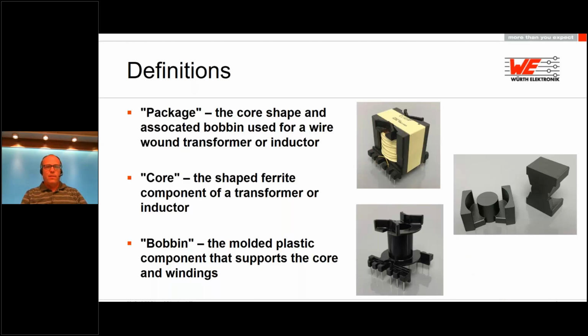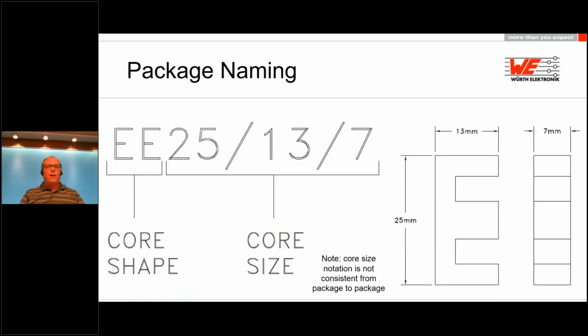All right, next we'll talk about the package naming. The naming conventions can be a bit confusing at first, but once you know how to read them, you'll see that there's actually quite a bit of information in the name. The first part of the name, in this case EE, right here, defines the core shape. And we'll talk more about core shapes later on in the presentation. For now, just remember that the core shape is usually defined by anywhere from 1 to 3 letters.